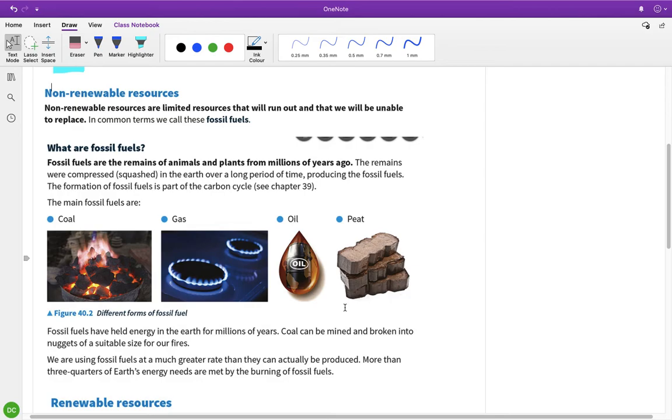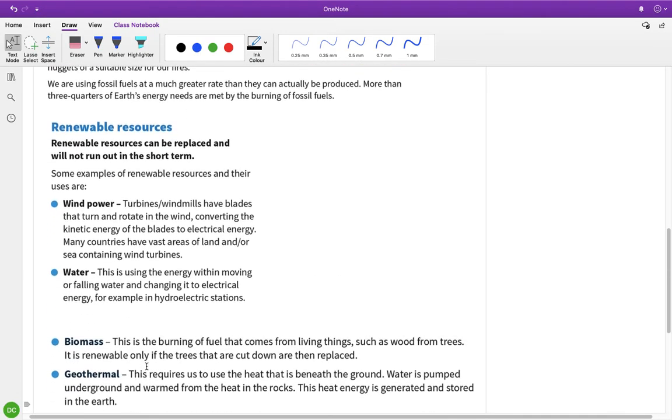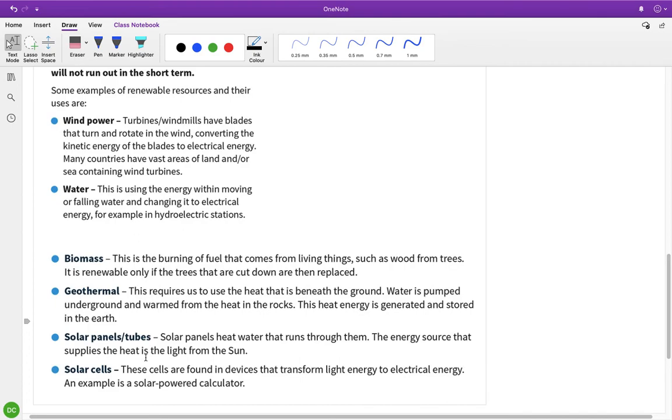So now you've got a good idea of what non-renewable resources are. Next week we look at the numbers, in terms of how quickly we're using these. That shows why we need a solution, the solution being renewable resources, and you need to know a brief idea of how these renewable resources work.